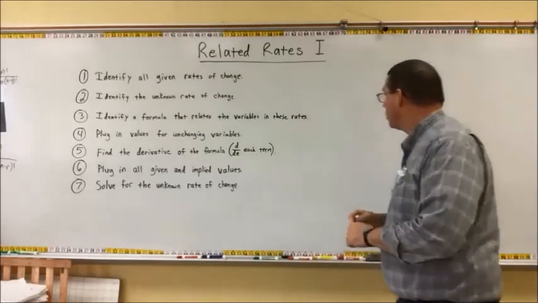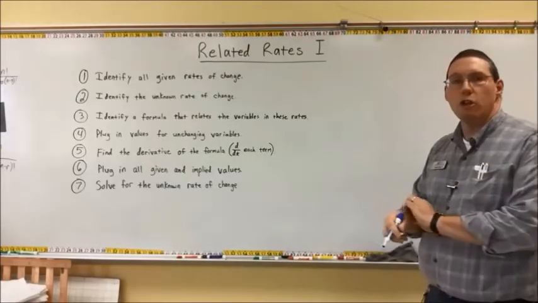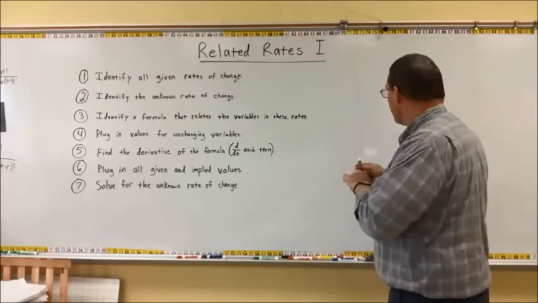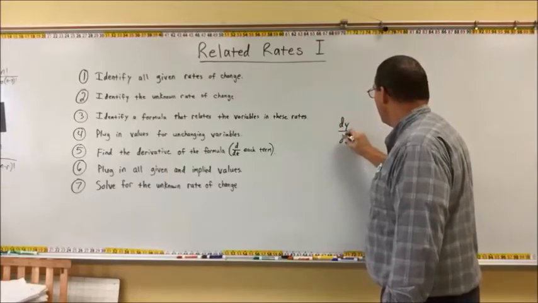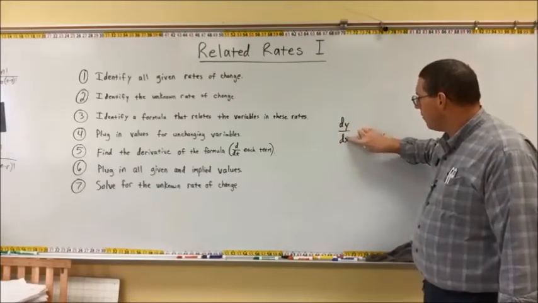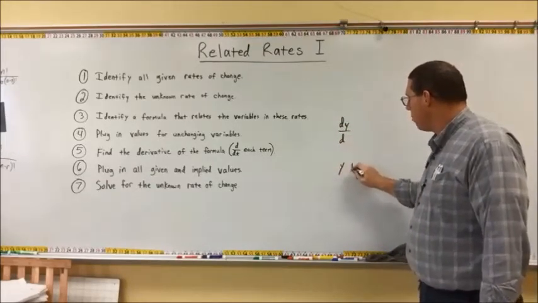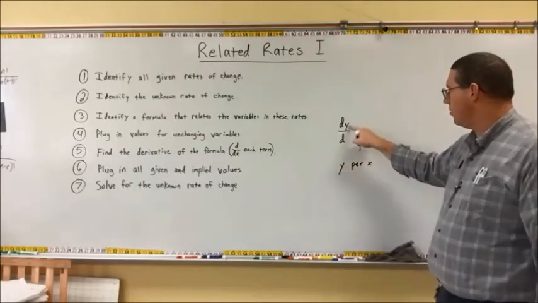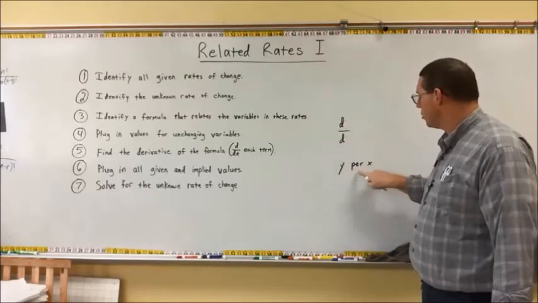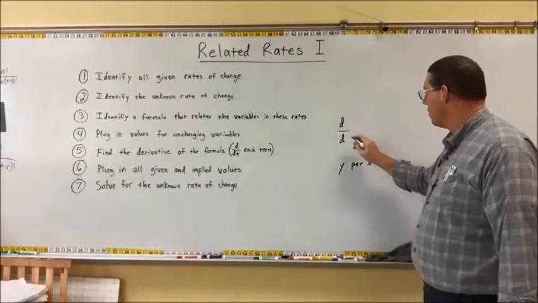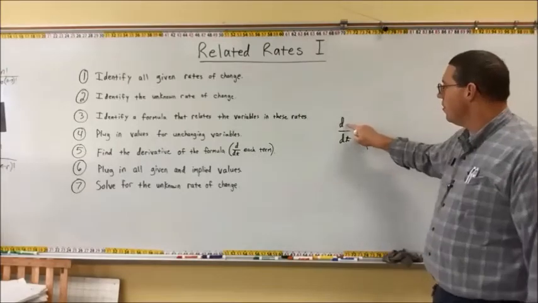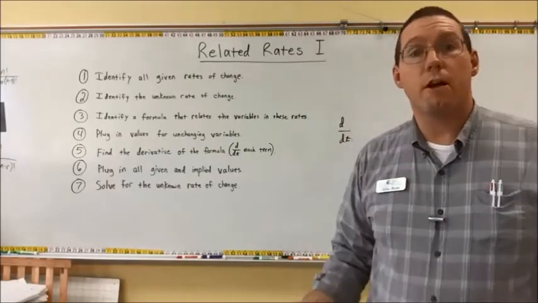Now, here's what you have to understand, is that your rates of change look like derivatives. You're used to seeing dy dx, right? That means a derivative. This is the change in y over the change in x. But our derivatives, see, this would be y per x. Because we're doing something per time, because time is our independent variable, we're going to have a t down here. And then the letter in the numerator with this d is whatever variable you're dealing with.